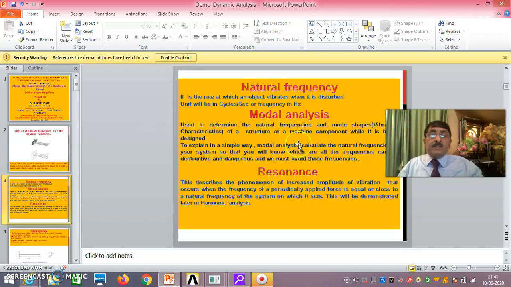These things, the concept of resonance and all that, we will do in the next chapter, that is harmonic analysis. Now we'll concentrate only on modal analysis, where we'll determine the natural frequencies.